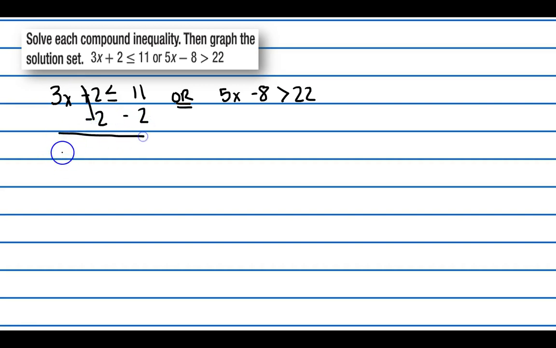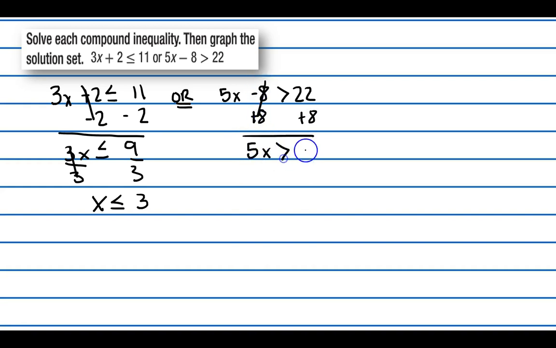Minus 2 on both sides. Then we have 3x, which is less than or equal to 9. Divide both sides by 3. I've divided both sides by a positive 3, so I do not need to flip the sign. X is less than or equal to 3. Let's continue. We're going to add 8 to both sides. We have 5x is greater than 30. Divide both sides by 5. We divided both sides by a positive number. Because of that, I'm not going to flip my sign. X is greater than 6.